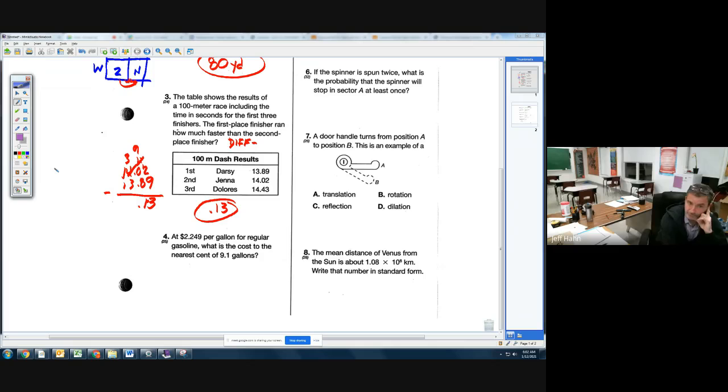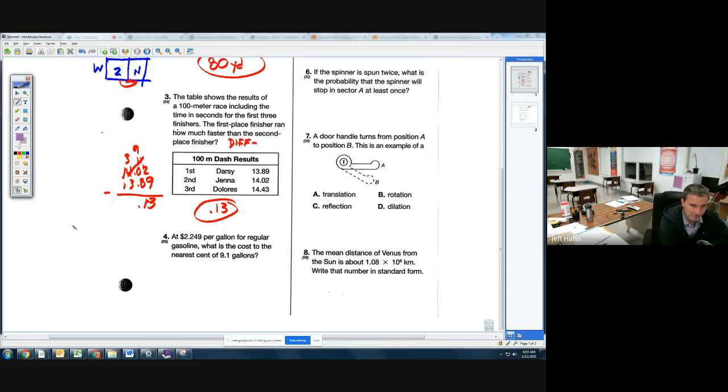At $2.249 per gallon for regular gas, what is the cost to the nearest cent of 9.1 gallons? Now, remember, that isn't asking you to round first. You have to do all of the math, and then at the end, you have to change that to the nearest cent. So don't change this to $2 and that to 10 gallons. Nope, nope, nope. This one you just have to do a little bit of work with.